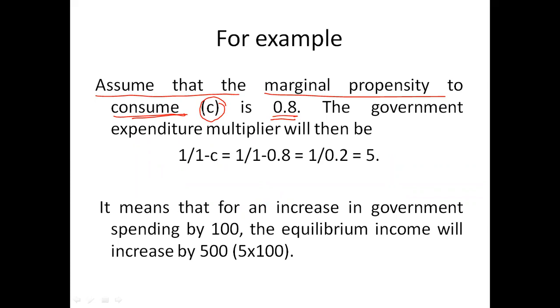MPC, or small c, has a value of 0.8. Then how do we calculate the government expenditure multiplier? 1 divided by 1 minus c, which is equal to 1 divided by 1 minus c. What is c? 0.8, correct? 0.8 here, so it is 1 divided by 0.2, which is equal to 5.